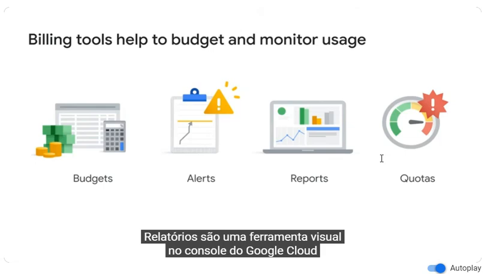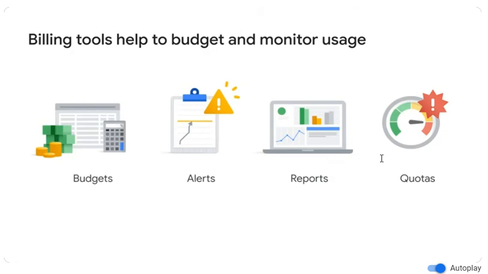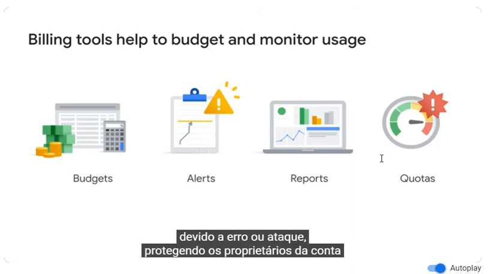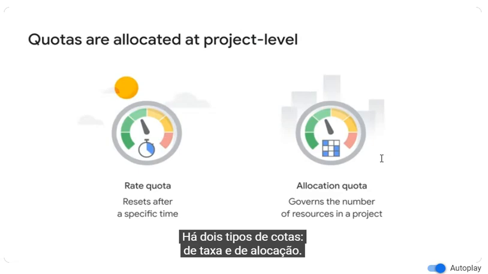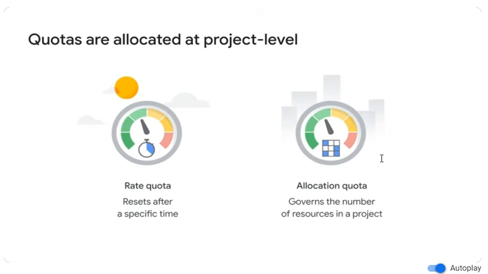Reports is a visual tool in the Google Cloud Console that lets you monitor expenditure based on a project or services. Finally, Google Cloud also implements quotas, which are designed to prevent the overconsumption of resources because of an error or a malicious attack, protecting both account owners and the Google Cloud community as a whole. There are 2 types of quotas, rate quotas and allocation quotas. Both are applied at the project level.